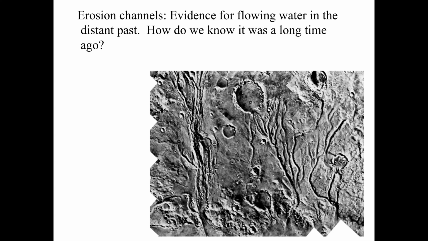This is a sign that this flowing water happened a long time ago, because we know the impact history of the solar system, and the number of impacts has been very low in recent hundreds of millions of years. And so when you find these water channels layered with impact craters, it tells you that the flowing water occurred on the surface of Mars a very, very long time ago.